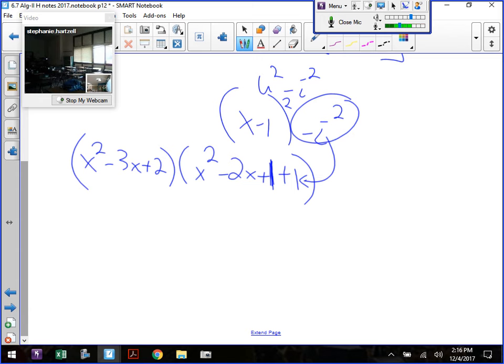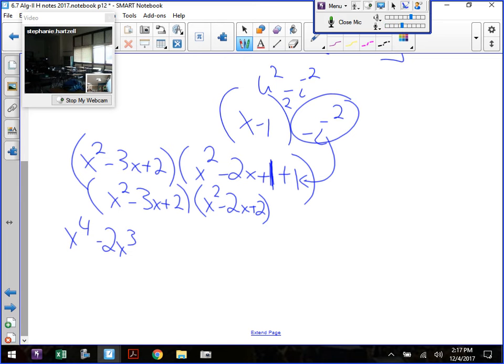So here it's just multiplying out. This is going to be an x squared minus 2x plus 2. And then you just have to basically multiply out twice. Excuse me, FOIL out 3 times. You have x to the 4th, 2x cubed, 2x squared, plus 3x cubed, plus 6x squared, minus 6x, plus 2x squared, minus 4x plus 4.